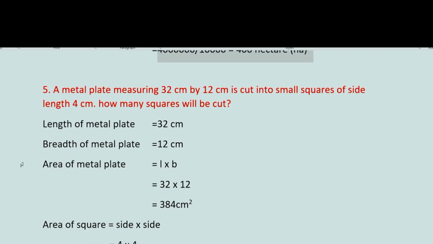Next sum, number 5. A metal plate measuring this much is cut into small squares of side length this much. Yes, there is a metal plate whose length and breadth are given. Length is 32, breadth is 12 centimeter. It is being cut into small square pieces. Okay, the metal plate is being cut into small square pieces. Now they have asked how many squares will be cut.